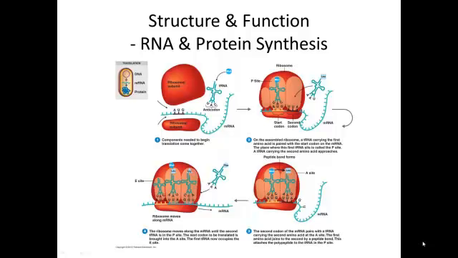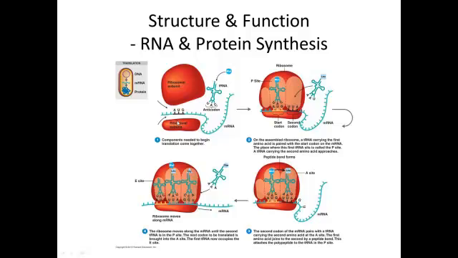Okay, to make the protein, we take the mRNA and we attach a ribosome to it. Now, ribosomes are made out of protein and RNA. The RNA is called rRNA, or ribosomal RNA. We also have transfer RNA. Transfer RNAs have amino acids on them, and they carry the amino acids from the cytosol into the ribosome.